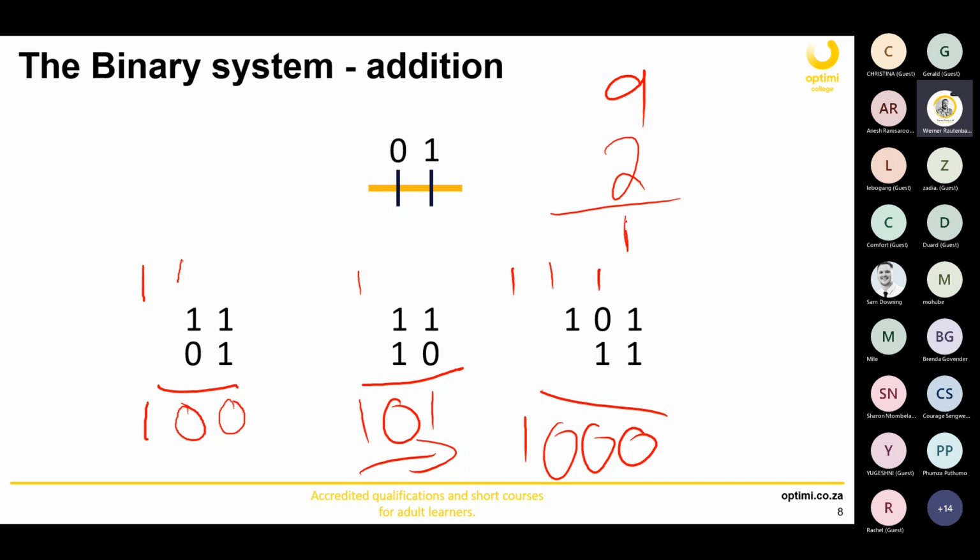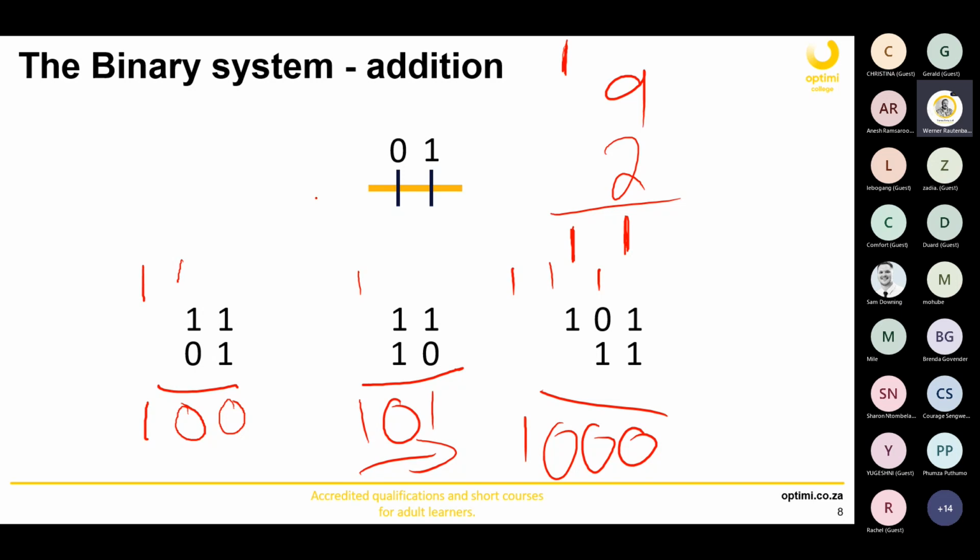So we put 1 and we carry the 1. And then we say 1 plus 0 is 1. So we do not say 9 plus 2 is immediately 11. It is actually 9 plus 2 is 1, carry the 1.